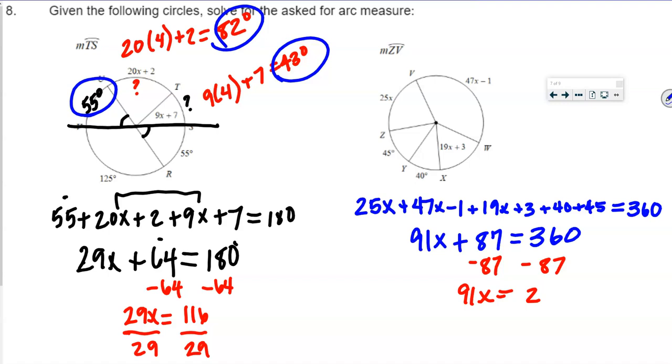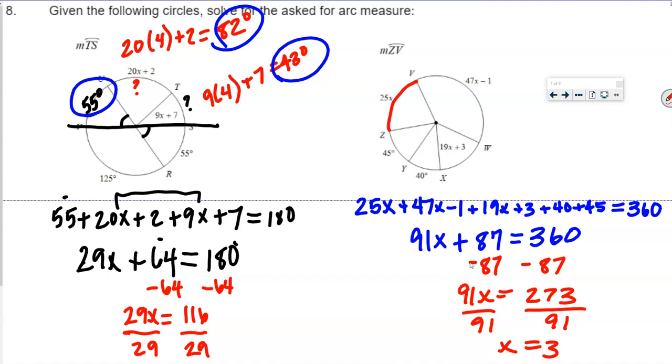So we subtract 87 from 360, both sides, right? So this is 91x equal to 273. Then I divide both sides by 91. So my x is equal to 3. Okay, now what do we have to do? It's asking us for ZV. ZV is right there, right? That arc. So we're going to go 25 times 3, which is 75 degrees, right?